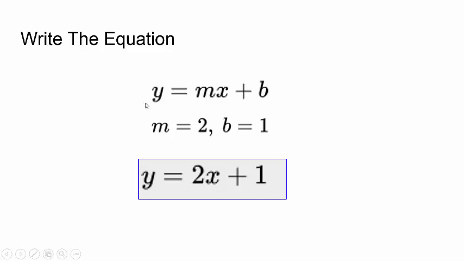Our equation should look like y equals mx plus b. I know m, I know b. I plug those in, and I get y equals 2x plus 1. That is the equation of this line.